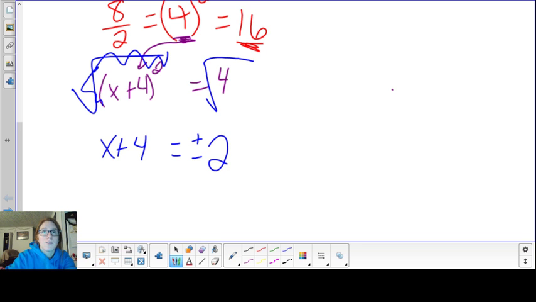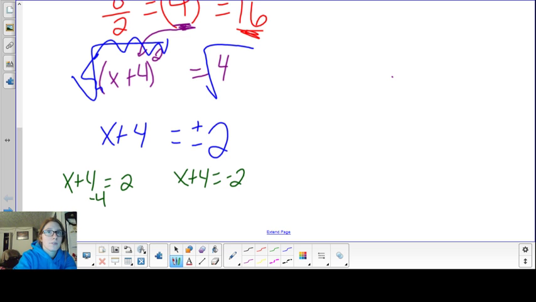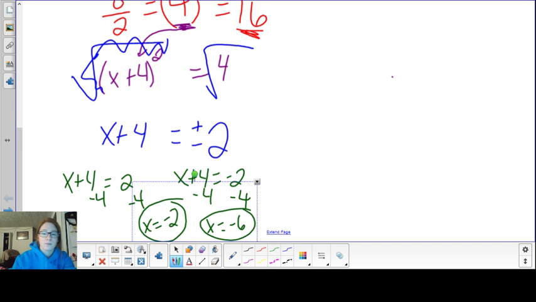And then that last step of solving is, since I have plus or minus, it means I essentially have 2 answers. I have x plus 4 is equal to 2, and I have x plus 4 is equal to negative 2. So I'm going to go ahead and solve. On that first equation, x is equal to negative 2. And on the second one, x is equal to negative 6. So again, just like when we did factoring and quadratic formula, we're going to have two answers today.